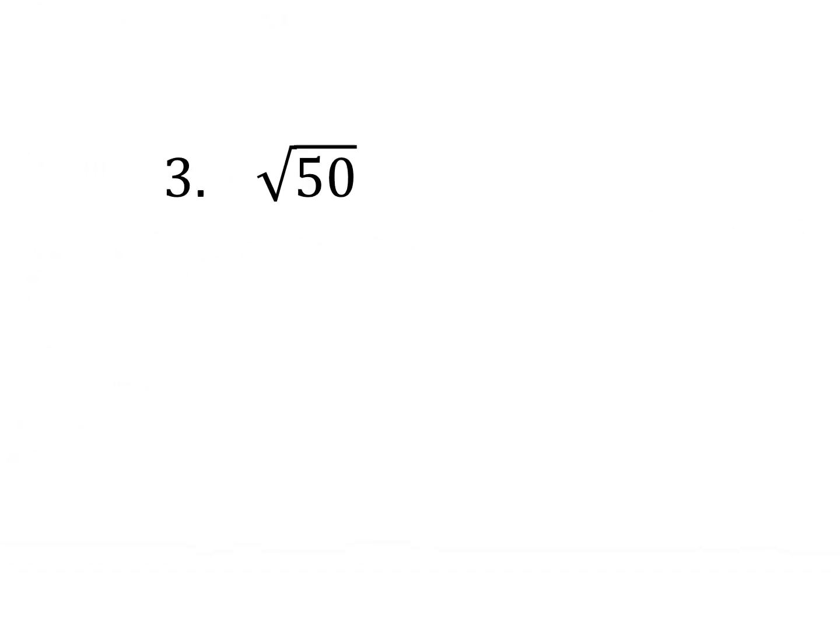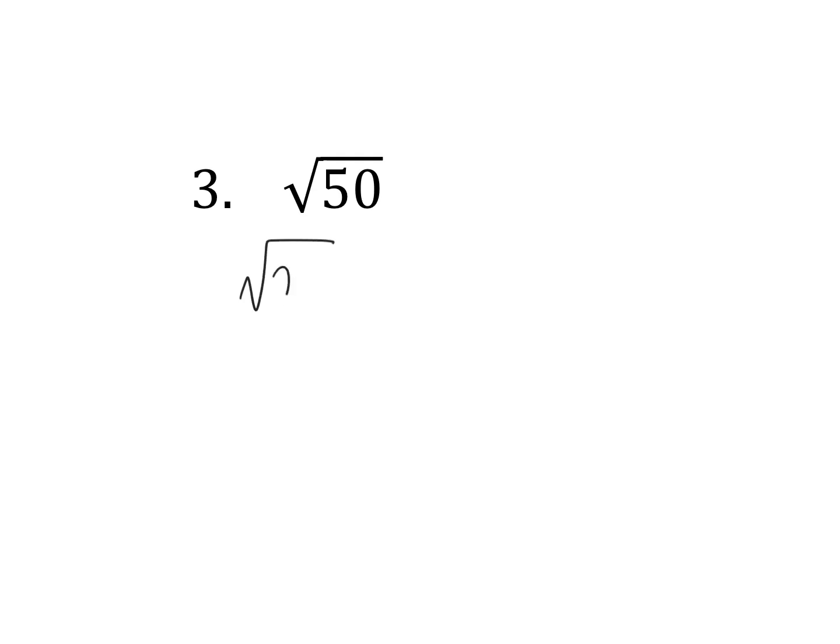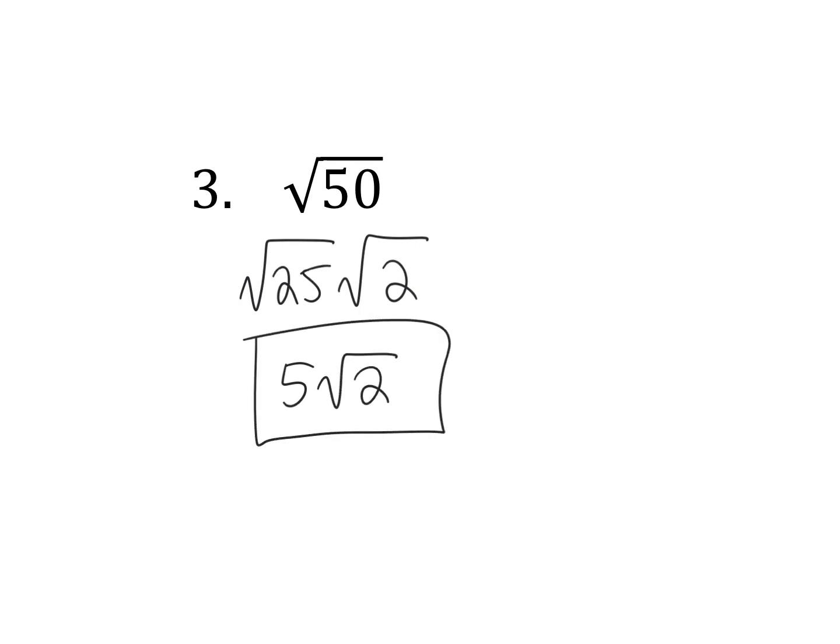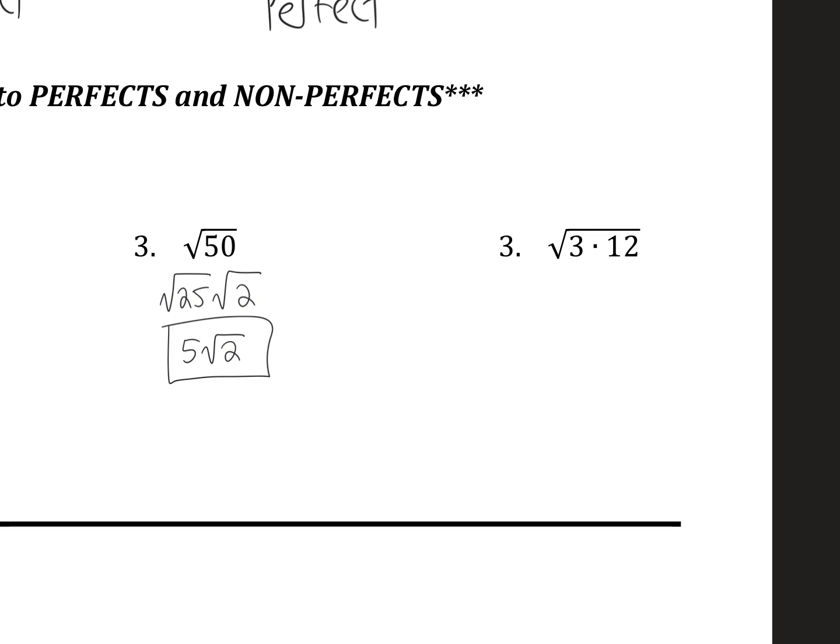How about number 3 here, the first number 3? What is the biggest perfect square that goes into 50? It is 25, so you should have gotten square root of 25, and 25 times what is 50? Times 2. And so we can go ahead and simplify this. What's the square root of 25? It is 5, and square root of 2 we can't do anything with, so we get 5 square root of 2.